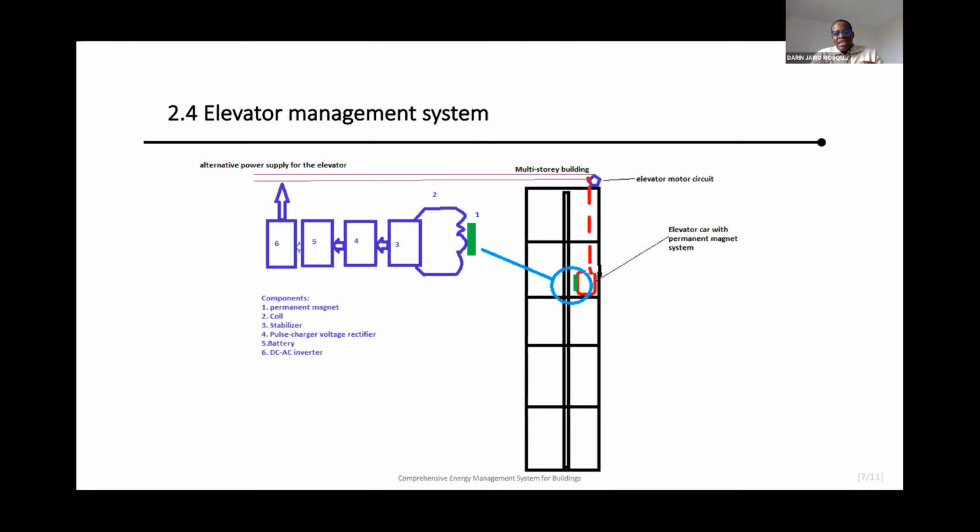The voltage is induced in a coil that is then stabilized, then rectified and stored in a battery, to then be taken to a DC AC inverter to power the internal elevator line, the internal communication system, and in some cases, the elevator electric motor.